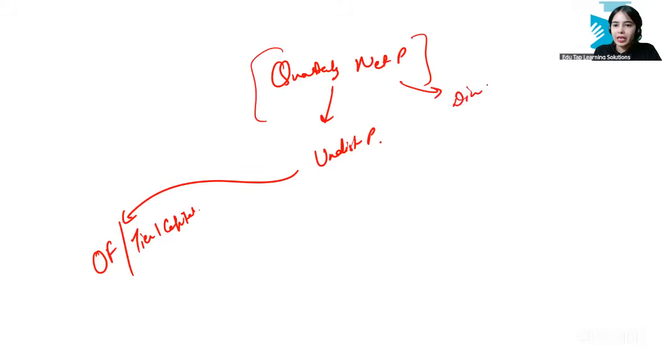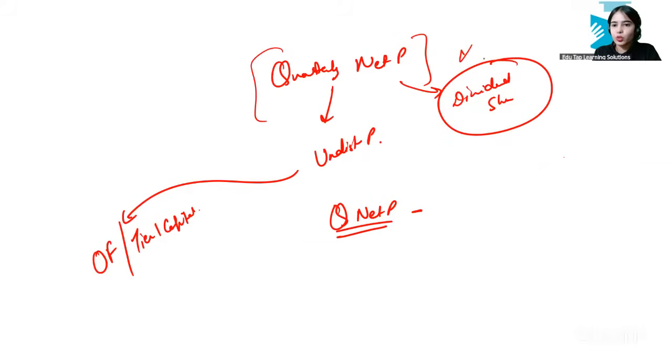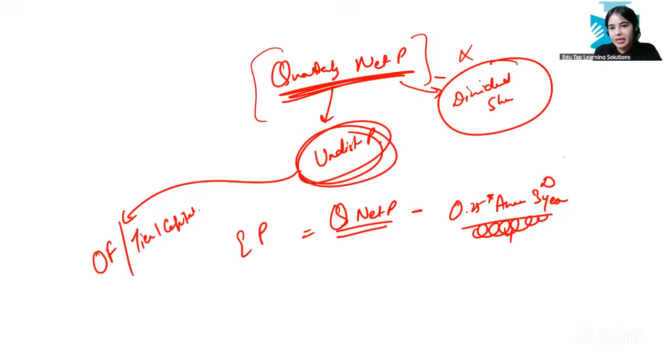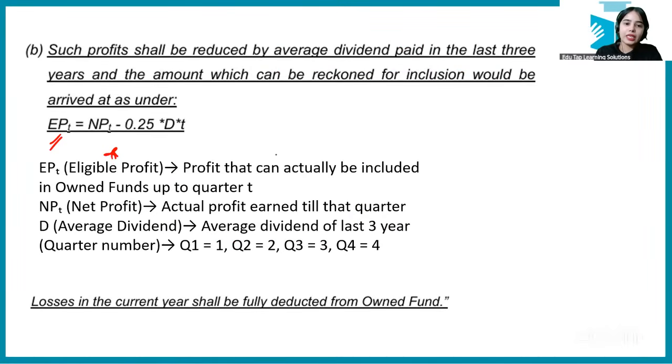And because the dividends are paid out to the shareholders, it is not owned by the company now. So from the eligible quarterly net profit, you have to deduct the dividends. How are you going to deduct the dividends, because we don't know the quarterly dividends? So we take the average of the 3 years of dividend divided by 4 to see it for the quarter, that is, multiplied by 0.25. And we have the eligible profit. So quarterly net profit minus the quarterly dividend gives us the undistributed profit. Eligible profit is the undistributed profit that is owned by the company. This T is for quarters only, nothing much.